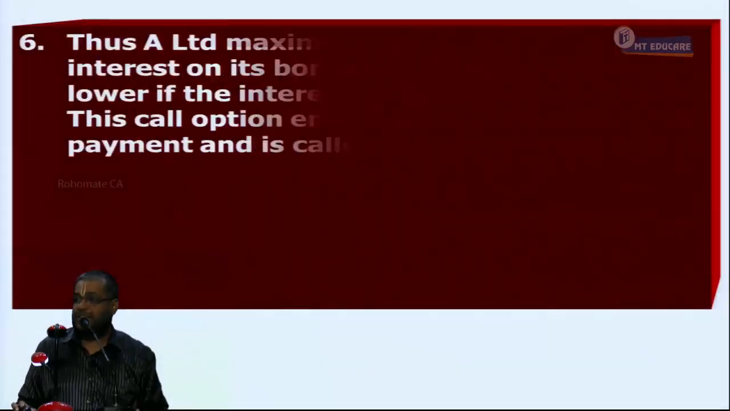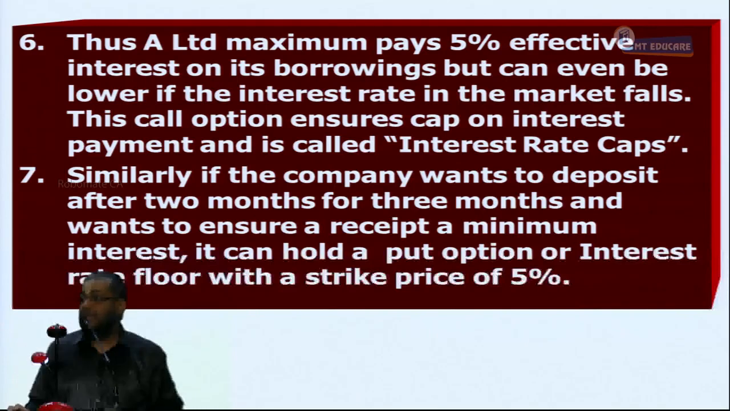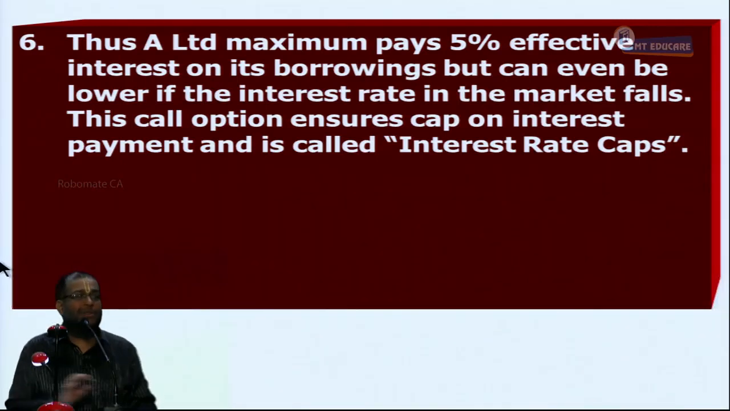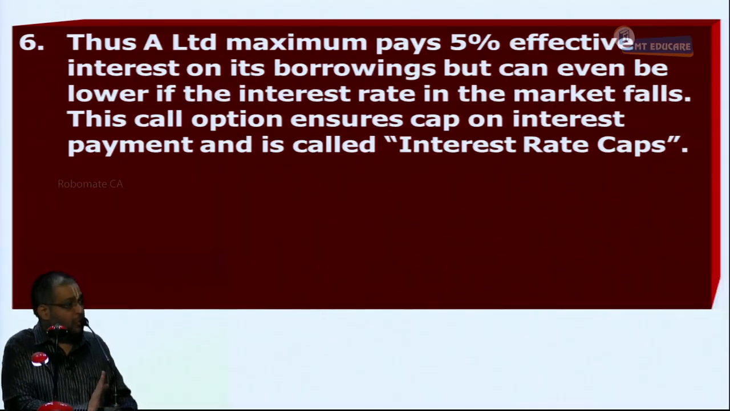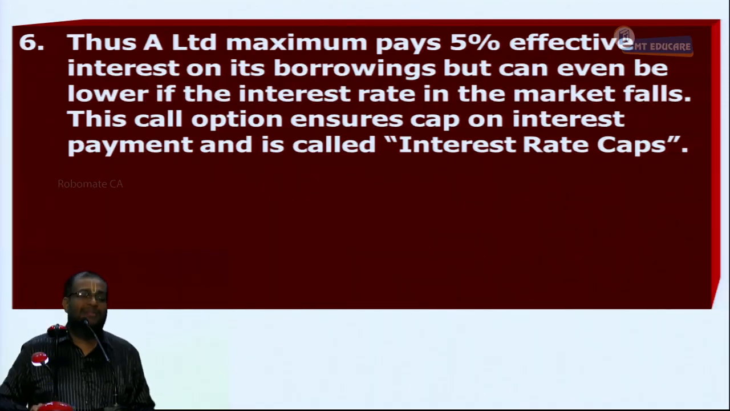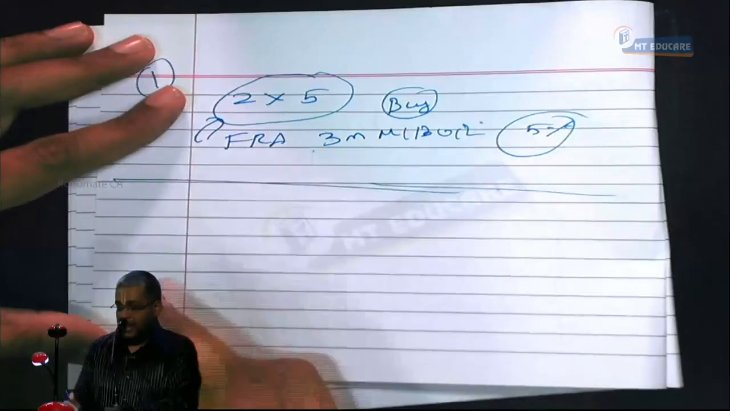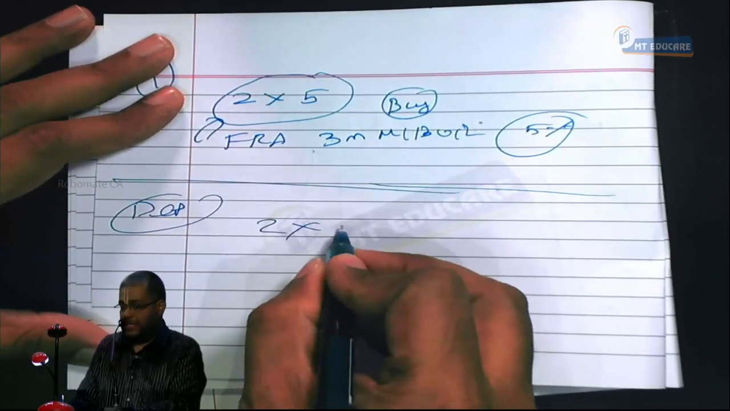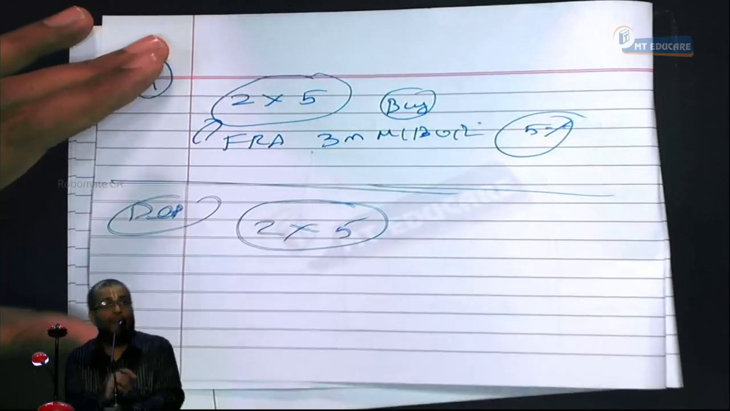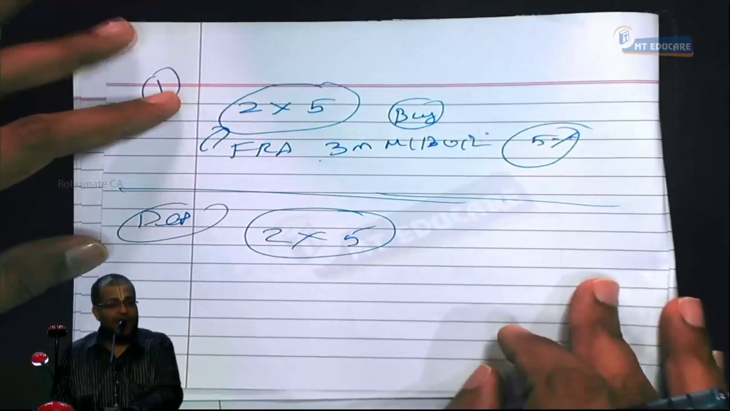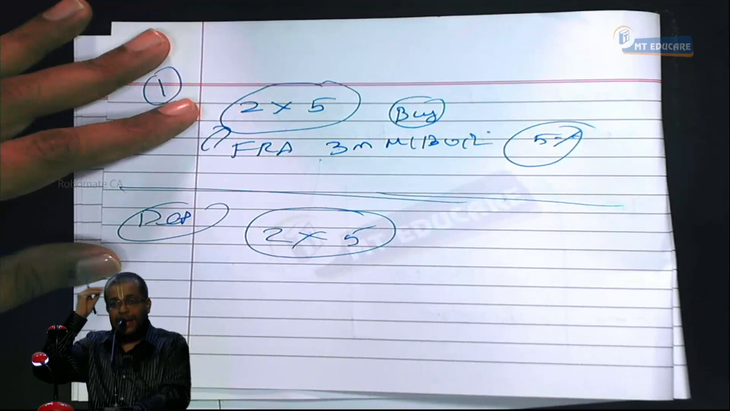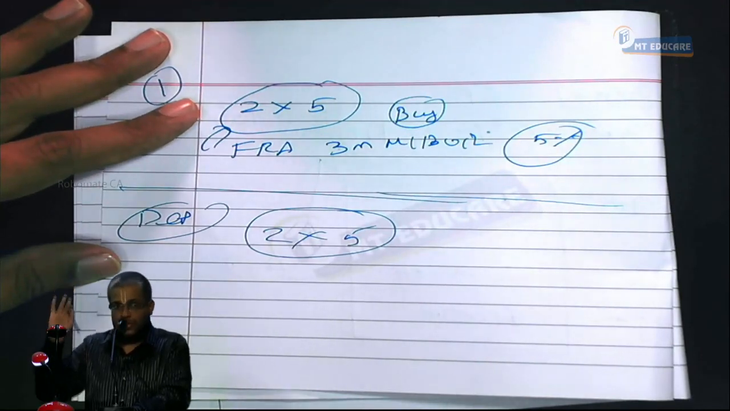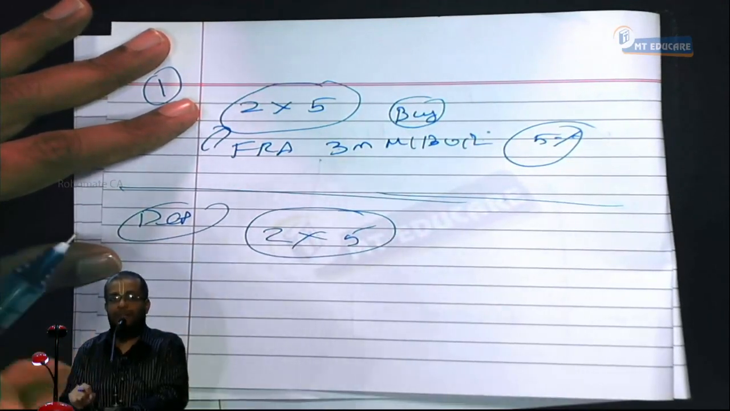So next is interest rate floor. Similarly, very simple. Suppose I want to deposit. I don't want to borrow. I want to deposit today, after 2 months. I want to deposit after what? 2 months. For how many months here? 3 months. Now tell me, am I afraid or not? Yes. Is the clarity there in the mind? Slowly listening. Okay, let me reduce the speed.